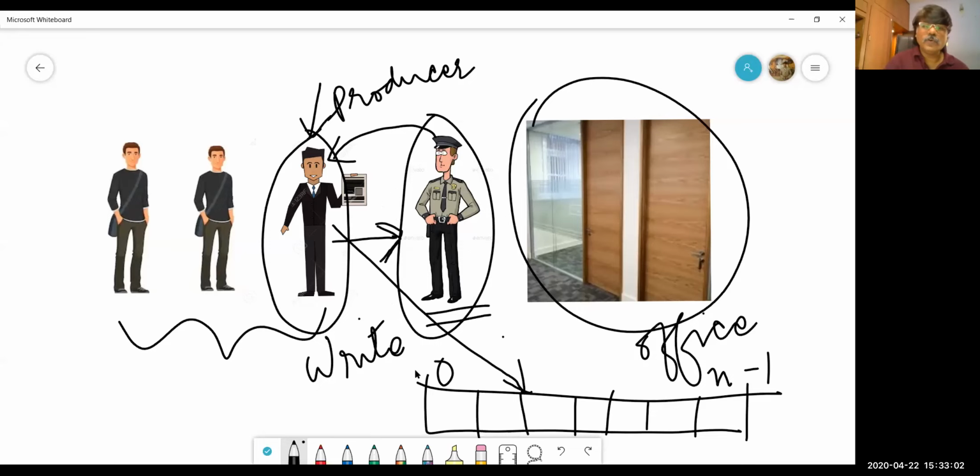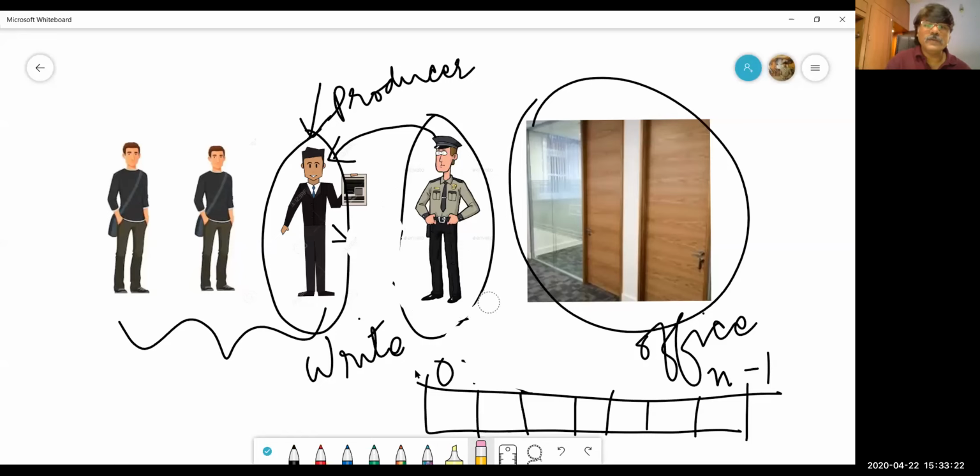But here we don't want to do that. We do not want any producer to directly use the buffer or directly perform operations on the buffer, or any consumer to directly access the buffer for removing the information from the buffer. So what is happening here? We are not allowing the producer to directly use the buffer.